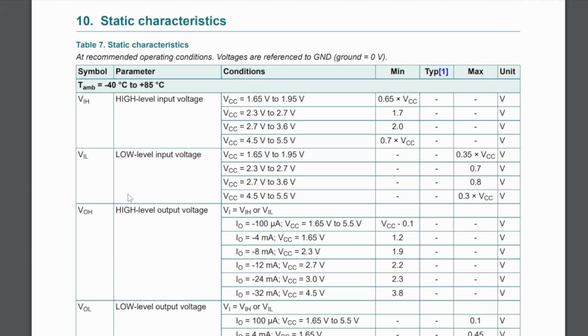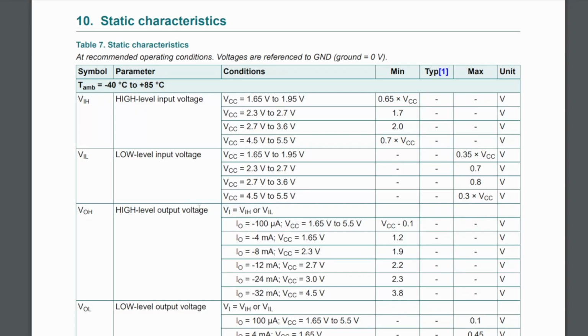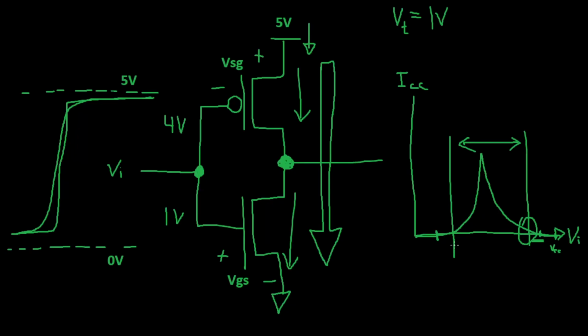In the static characteristics, it shows that the input high voltage, or VIH, at 4.5 to 5.5 volts is 0.7 times VCC. So for our 5 volt supply, that means it's 3.5 volts. And that means that upper voltage here is 3.5 volts. We want to be above it to make sure that we're in the high state. VIL says that it's 0.3 times VCC, so that's 1.5 volts in our case. So this would be below 1.5 volts.